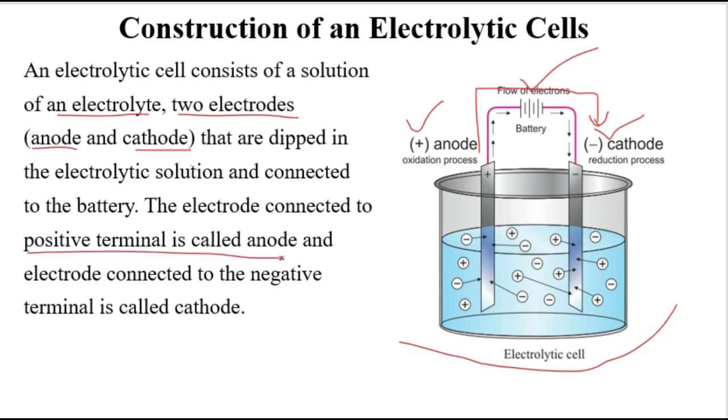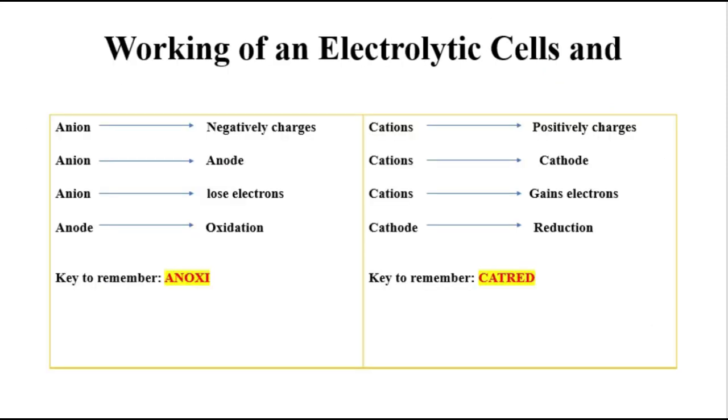Any electrode in the electrolytic cell that is connected to the positive terminal is called the anode, and the other electrode that is connected to the negative terminal is called the cathode. We are going to the next slide. Now we are seeing the working of the electrolytic cell.